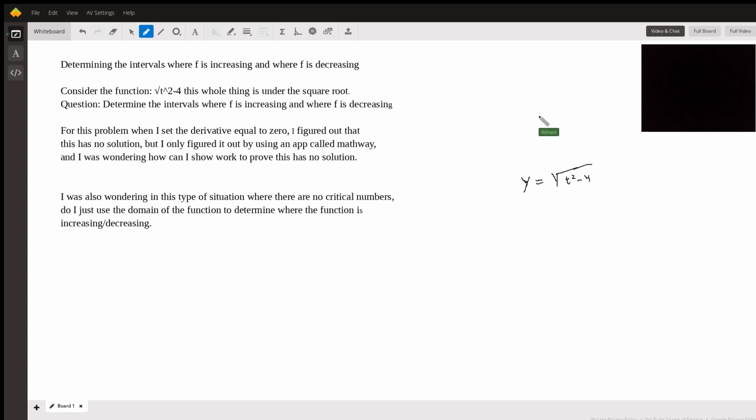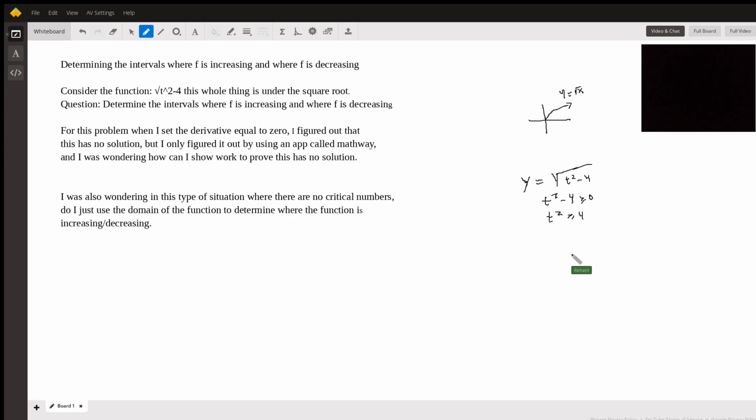Now it helps to remember that the square root function looks like this. You can see this is y equals the square root of x, again the positive square root of x. And you can see that this has a restricted domain. x has to be greater than or equal to 0. We can generalize that and say anything under this radical has to be greater than or equal to 0. So t squared minus 4 has to be greater than or equal to 0, which means that t squared has to be greater than or equal to 4.